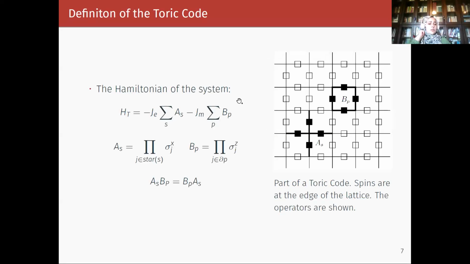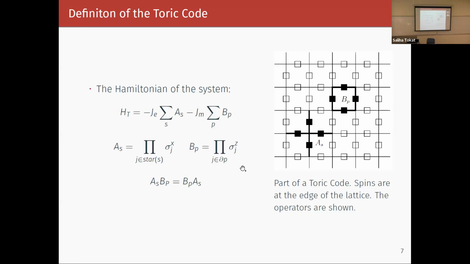So the Hamiltonian of my system is given with this first equation here, and as you can see, there are two different operators in my Hamiltonian. The first one is A_s, which I will call a star operator. It consists of sigma x matrices, and as you can see in the figure, it acts on each vertex of my lattice. And the other one is B_p, which I will call the plaquette operator. It consists of sigma z matrices, and it acts on each different plaquette on my lattice.